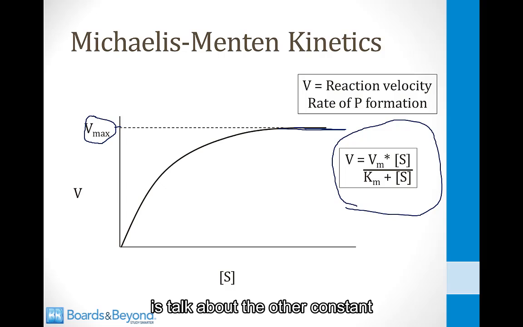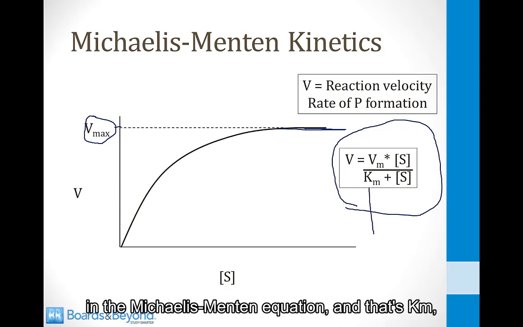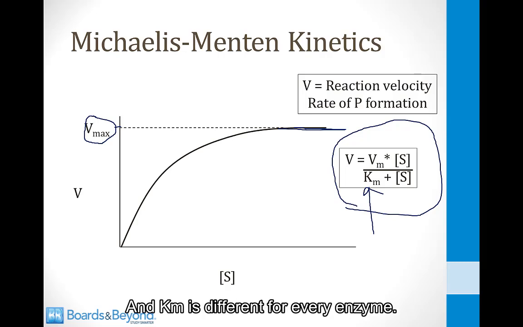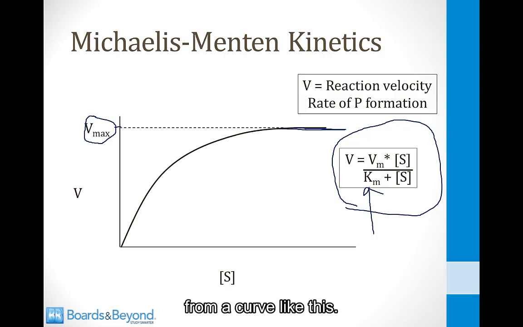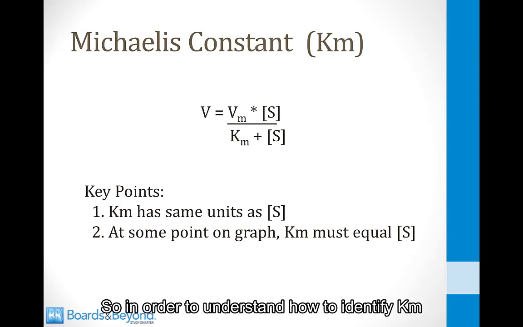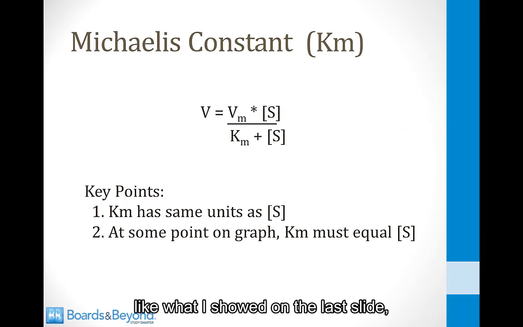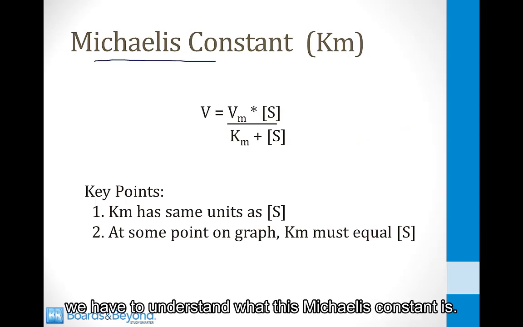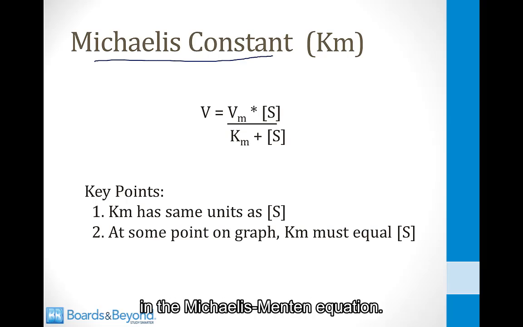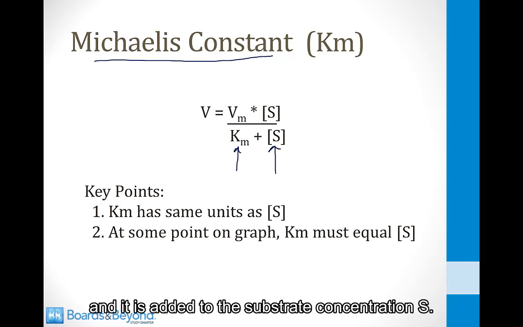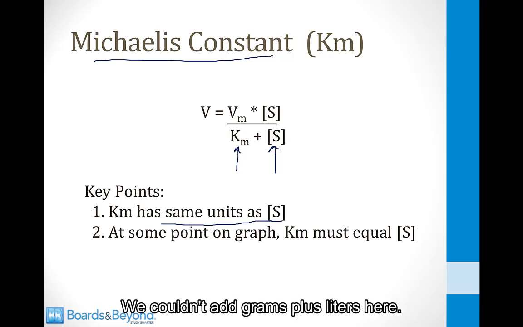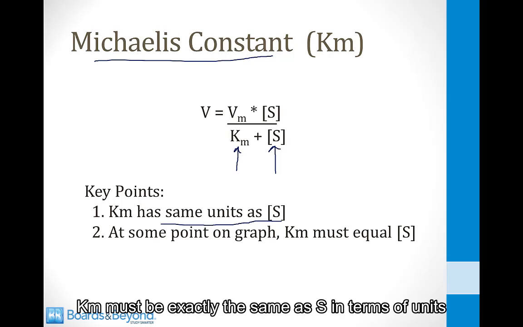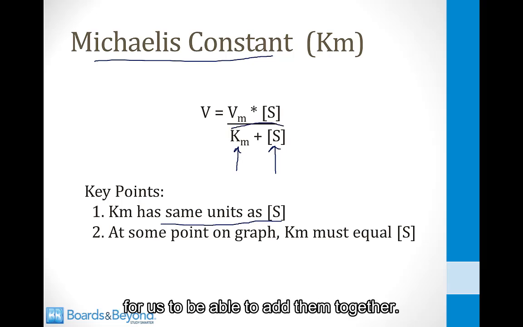Now I want to talk about the other constant in the Michaelis-Menten equation, and that's Km, which is the Michaelis constant. And Km is different for every enzyme. Now let's talk about how we would identify Km from a curve like this. In order to understand how to identify Km from a set of experimental data like what I showed on the last slide, we have to understand what this Michaelis constant is. First, let's look at its role in the Michaelis-Menten equation. Km is in the denominator here, and it is added to the substrate concentration S. This means that Km must have the same units as S. We couldn't add grams plus liters here. That wouldn't be consistent. Km must be exactly the same as S in terms of units for us to be able to add them together.